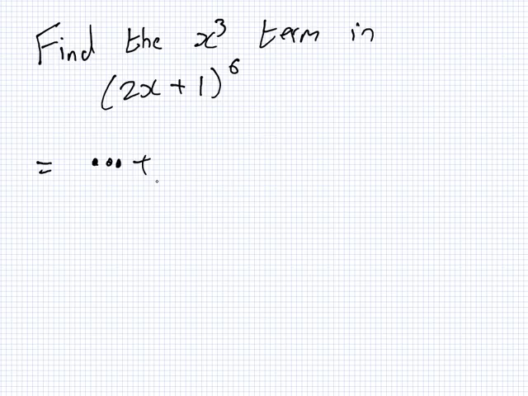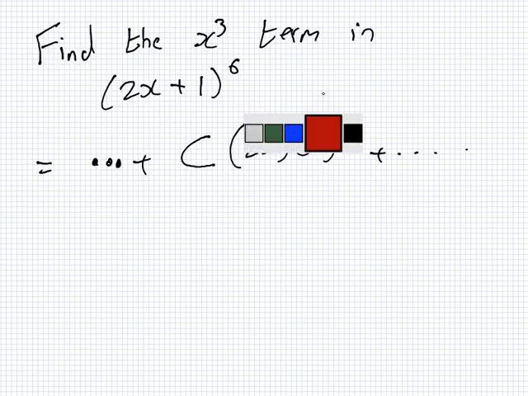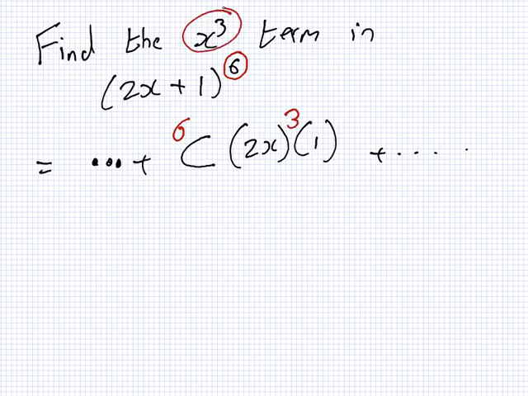So we know that our answer will be made up of 3 parts. There will be a C at the start, a 2x, and a 1. I automatically know what this number is here. 6. It has to be 6 because it was 6 in the question. And I automatically know what this number is here. 3, because that's what I want. So that means I know what this number is here. What is it? 3, because it matches that one.